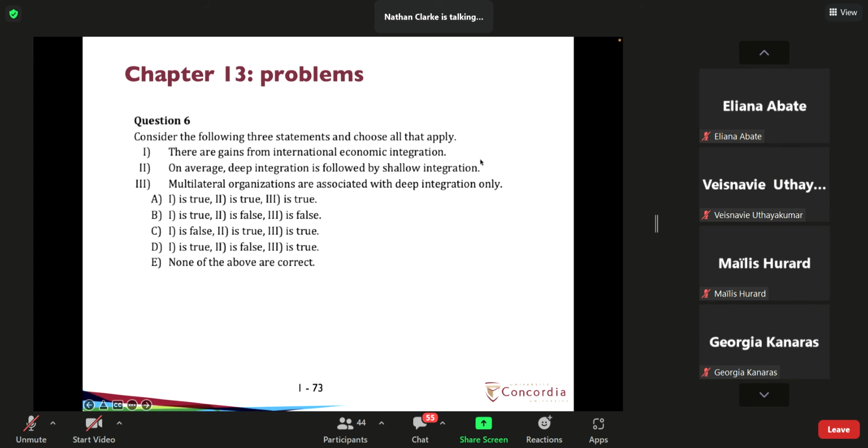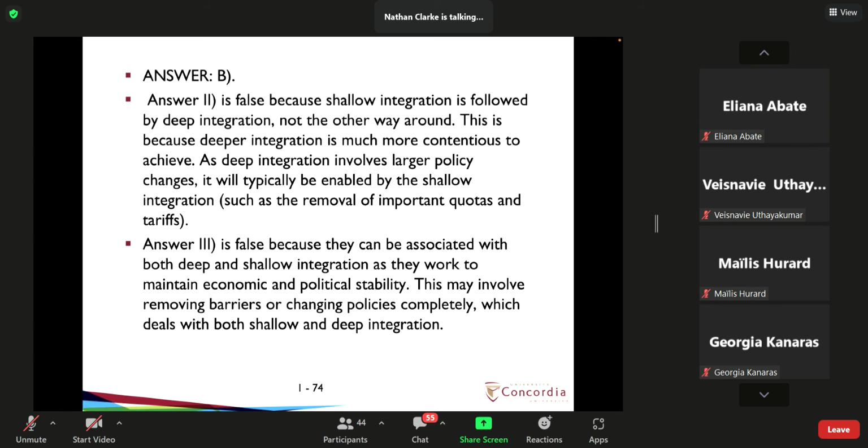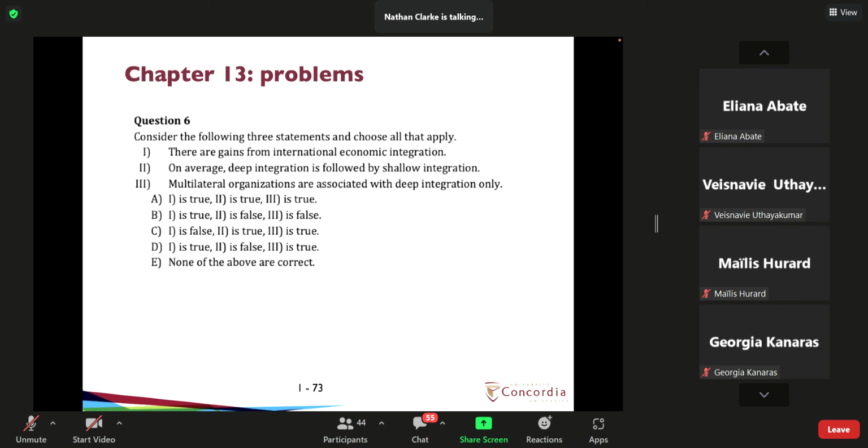Okay, so B is saying 1 is true, 2 is false, 3 is false. So 1 says there are gains from international economic integration. So this is true, right? It's a very good thing. Like you gain access to more technology, you can specialize in things like that. So there are some gains from international economic integration. So 1 is true.